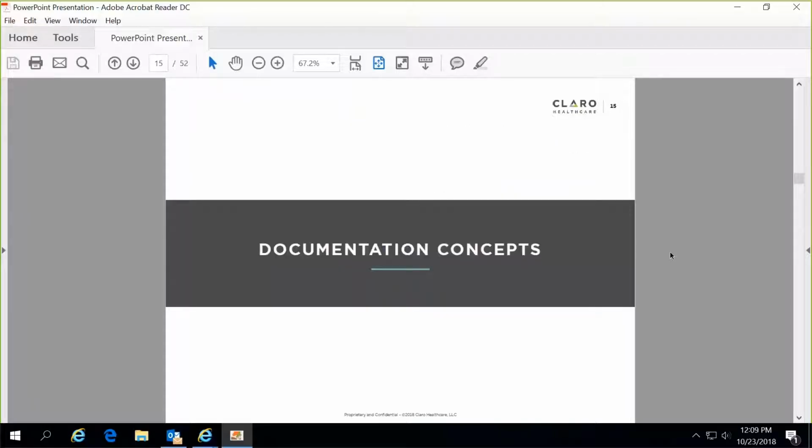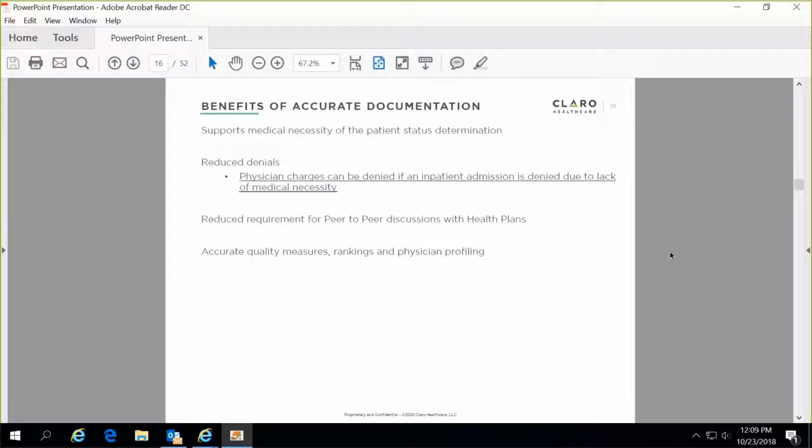So those documentation concepts, and this is just documentation concepts that support that medical necessity, help us clarify the record with those conditions, that principal diagnosis if they're going to be inpatient, and these are some of those. So these support the medical necessity of that patient's status determination.